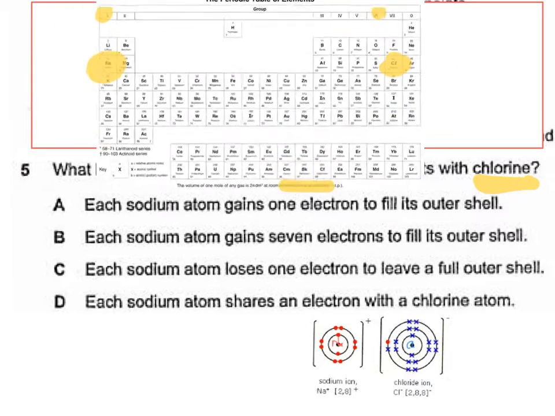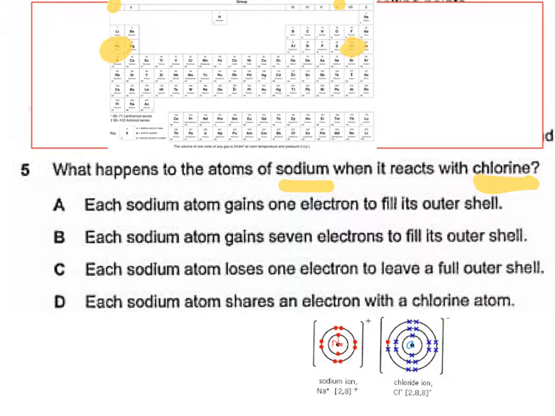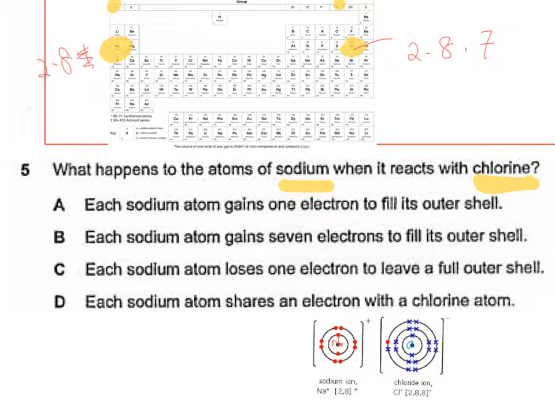Let's write the electronic configuration of sodium and chlorine respectively. Sodium, with 11 protons and 11 electrons, will have its electrons arranged according to 2.8.1. Whereas chlorine, having 17 protons and 17 electrons, will be arranged in 2.8.7 configuration. Now, what does sodium need to do to achieve a stable electronic configuration? It's easier for it to give away 1, whereas chlorine finds it easier to gain 1 electron to form a stable electronic configuration.